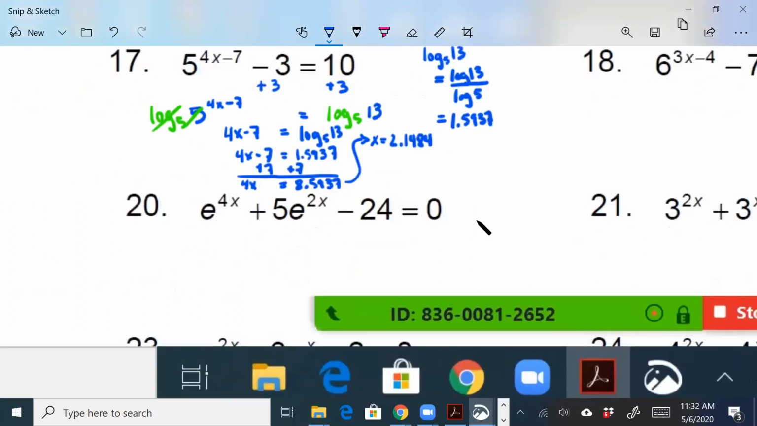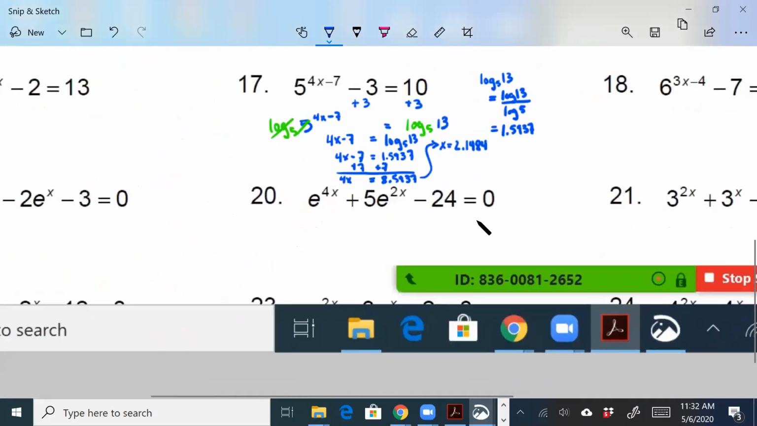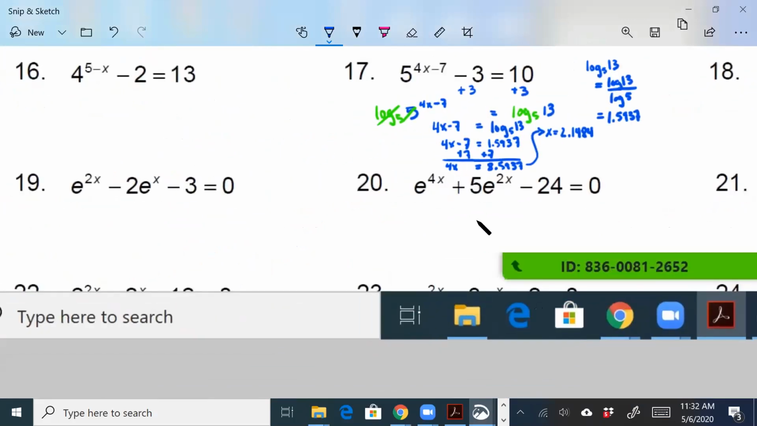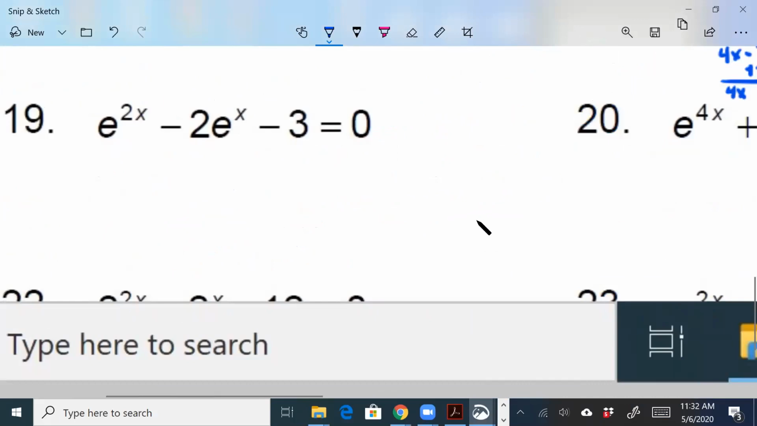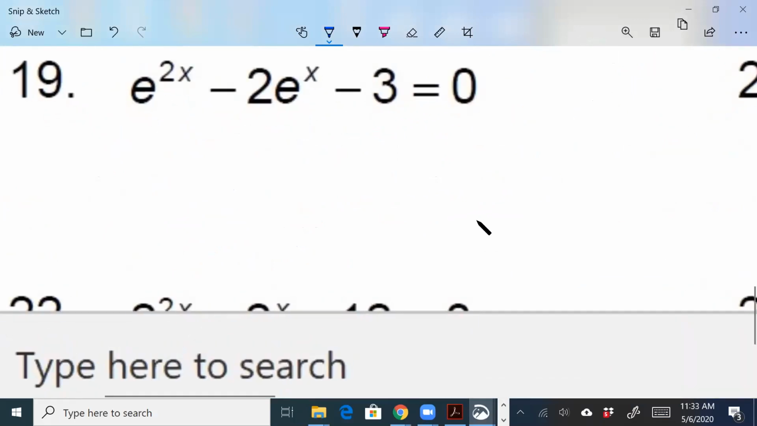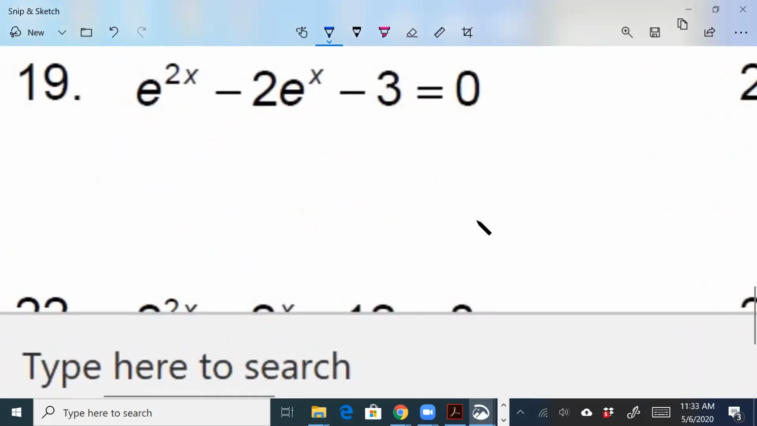I think I'll leave the others here for you guys to practice. Oh, let's do 19. We're dealing with the power e, and so I want to look at what it looks like when we're doing that. So e to the 2x minus 2e to the x minus 3 equals 0.